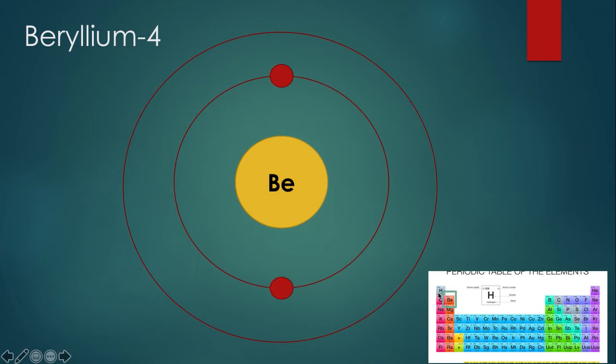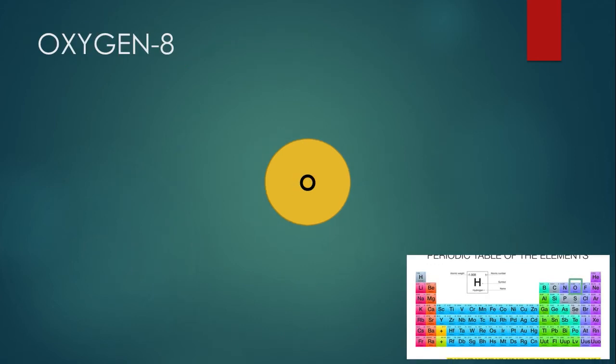And beryllium is the second element in the second period. So we want to put 2 electrons there. As we can see, we've got 4 total now, and we have 2 in this outer shell. So we have 2 valence electrons. And it's as simple as that. So we will try another one.